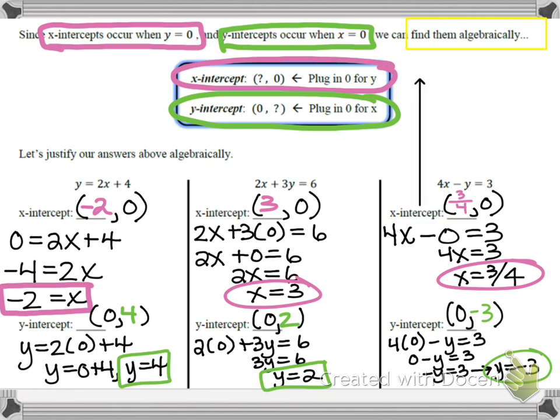So now if you look up on your paper, you should verify that the X-intercept is in fact at 3/4, 0, and you can fill it in the blank spot, and also that the Y-intercept is 0, negative 3.